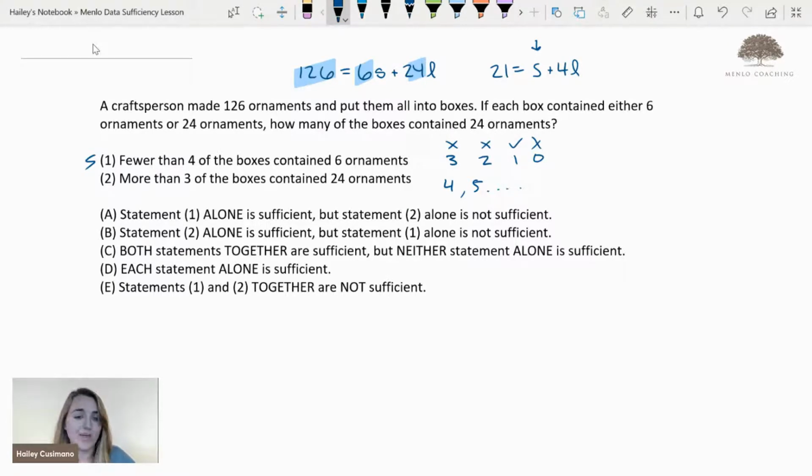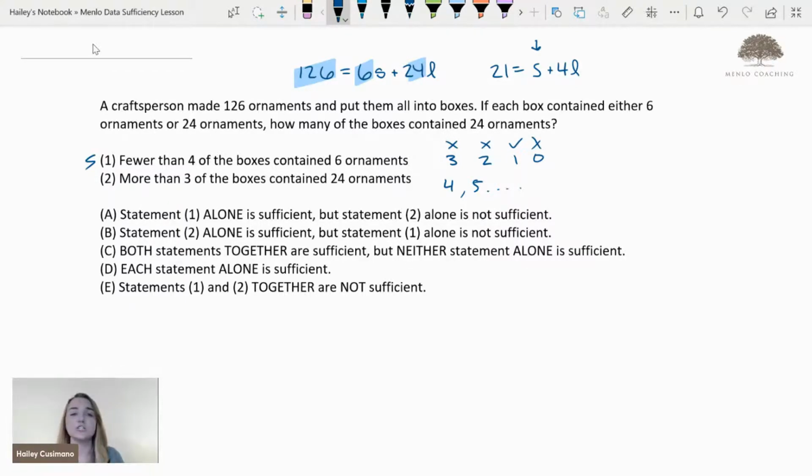Now, could we have 4 large boxes? Sure. 4 times 4 is 16. Take 21 minus 16. We're left with an integer number of boxes for S. Could we have 5 boxes? Sure. 4 times 5 is 20. 21 minus 20 again gives us an integer value. Now, we are limited there because we can't have a negative number of the other box. Again, we were given non-negative integer constraints.